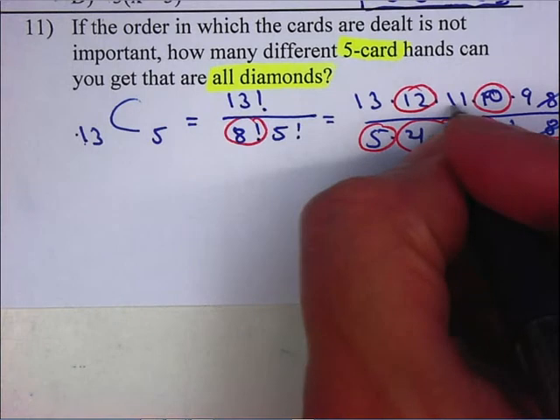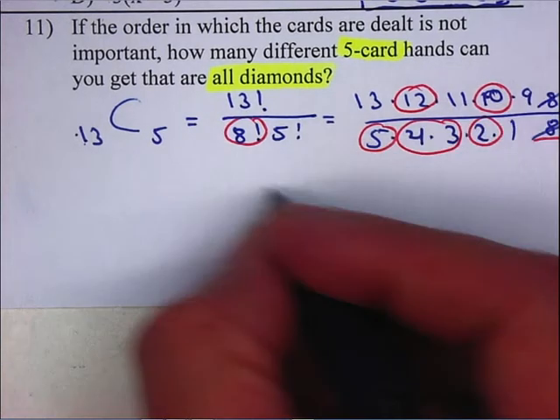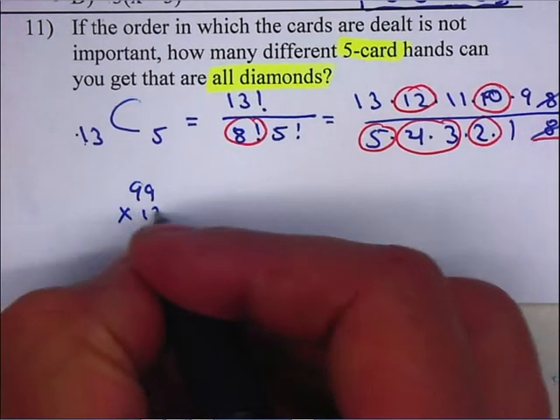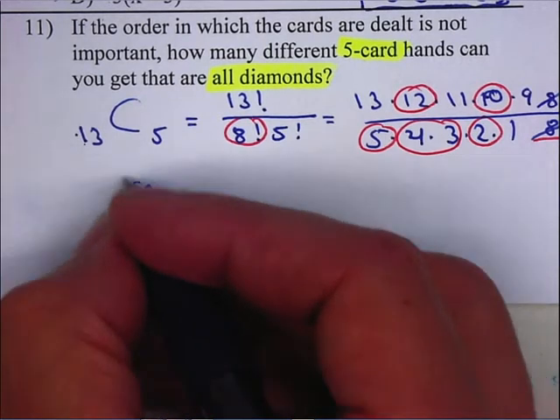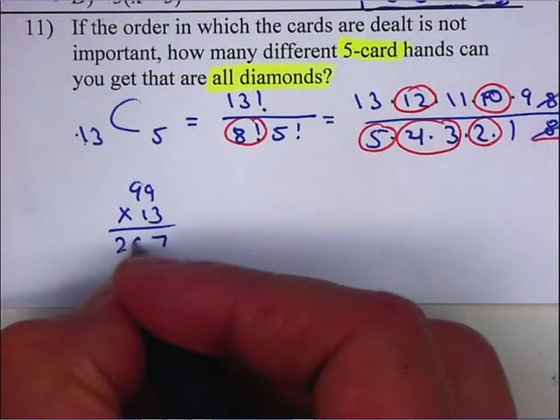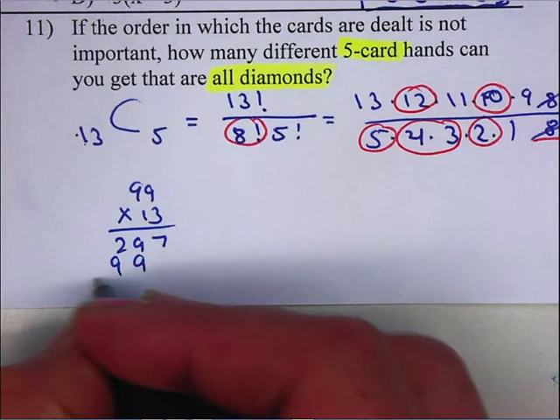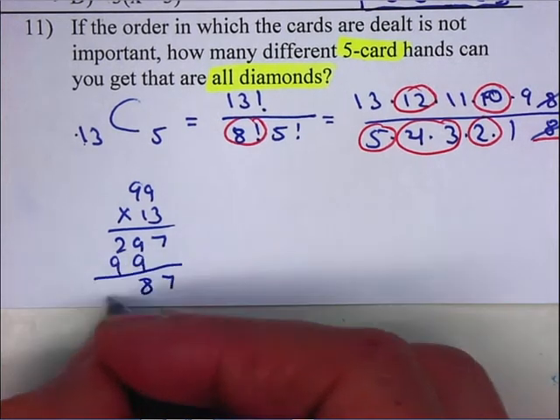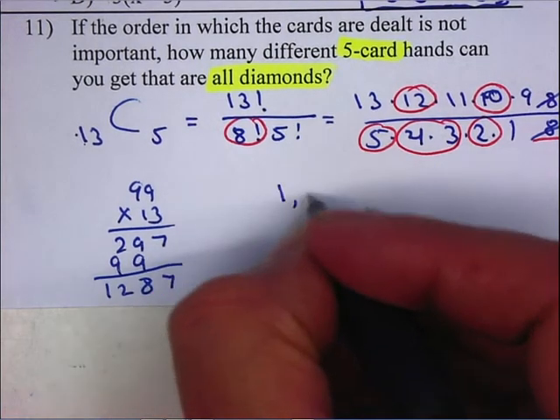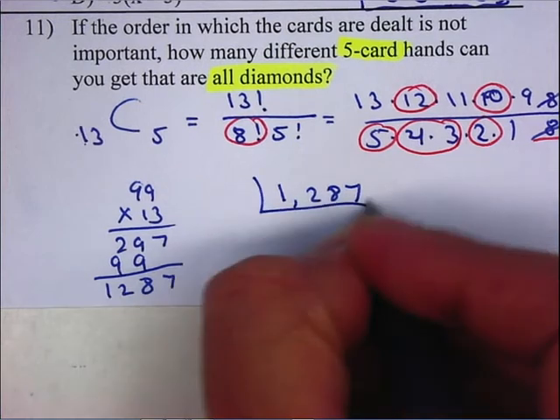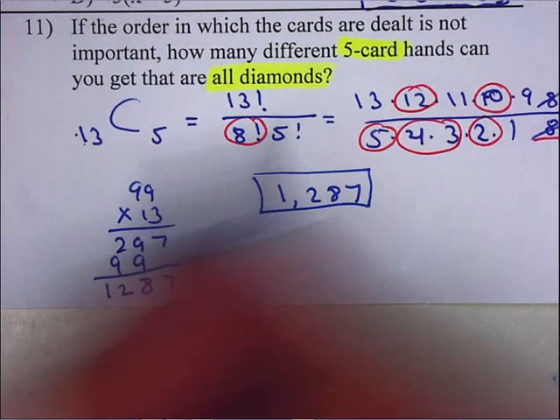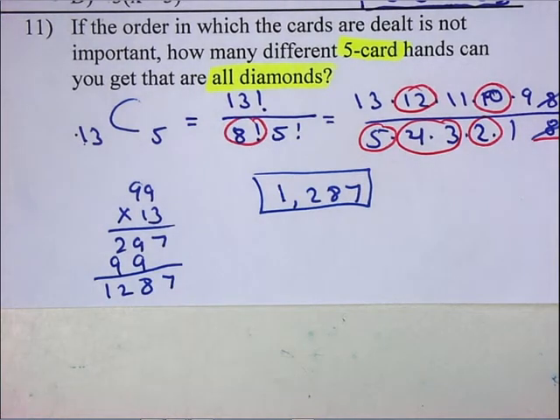So I just have 13 times 11 times 9. 11 times 9 is 99, times 13. That'll be 27, carry 2. 27 and 2 is 29. 9, 9. 7, 8, 12. So my answer will be 1,287 ways that you can get 5 cards that are all diamonds. Let's continue to the back side.